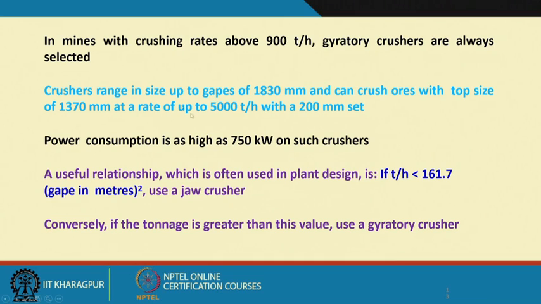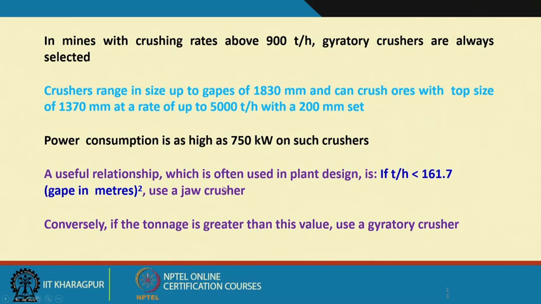It has to be very robustly built, and if the capacity is less, there is no point in using a gyratory crusher, because the capital investment for a gyratory crusher is much higher than for a jaw crusher. Power consumption for this size of gyratory crusher is as high as 750 kilowatt.